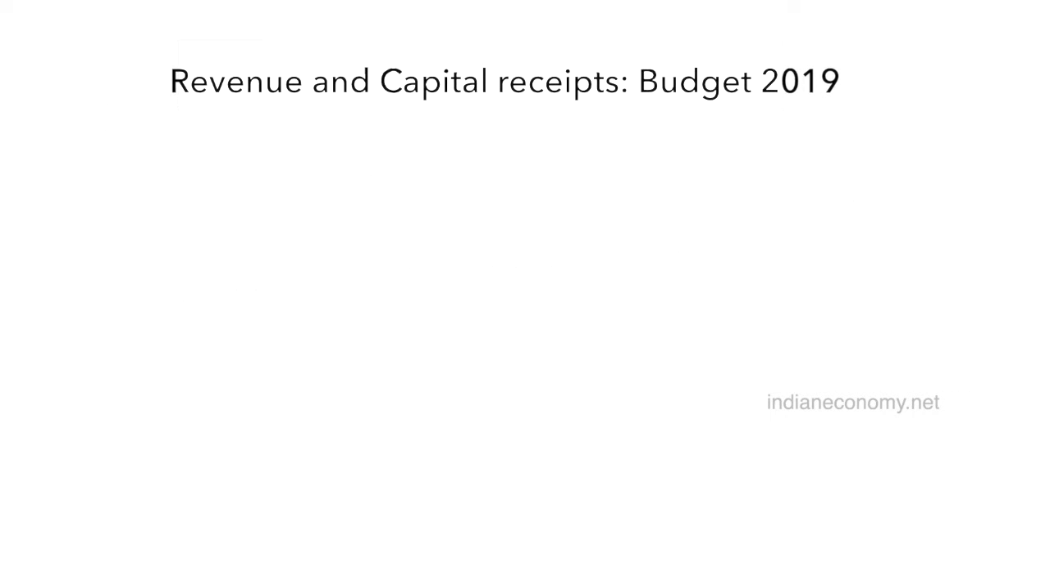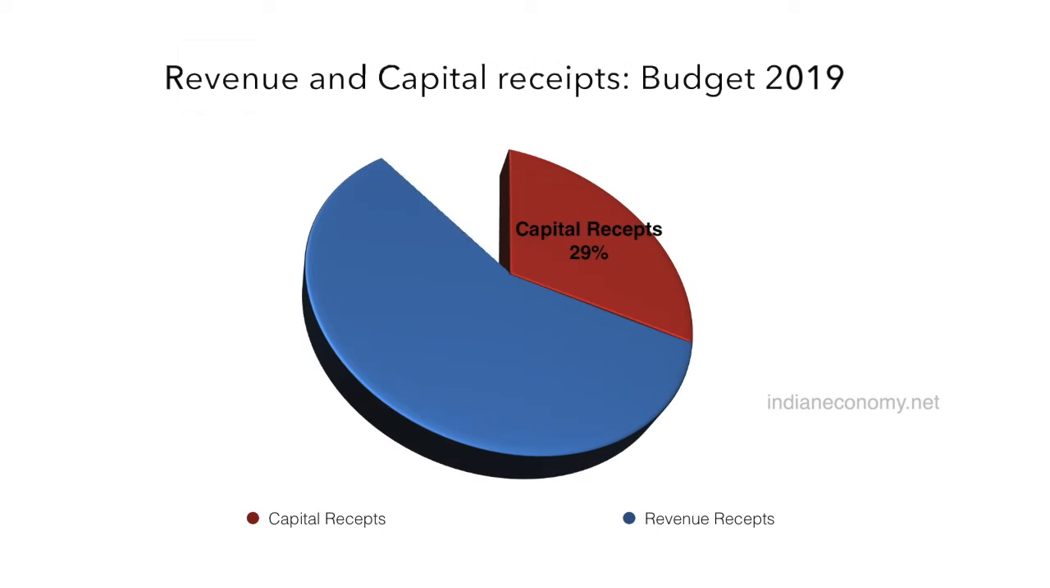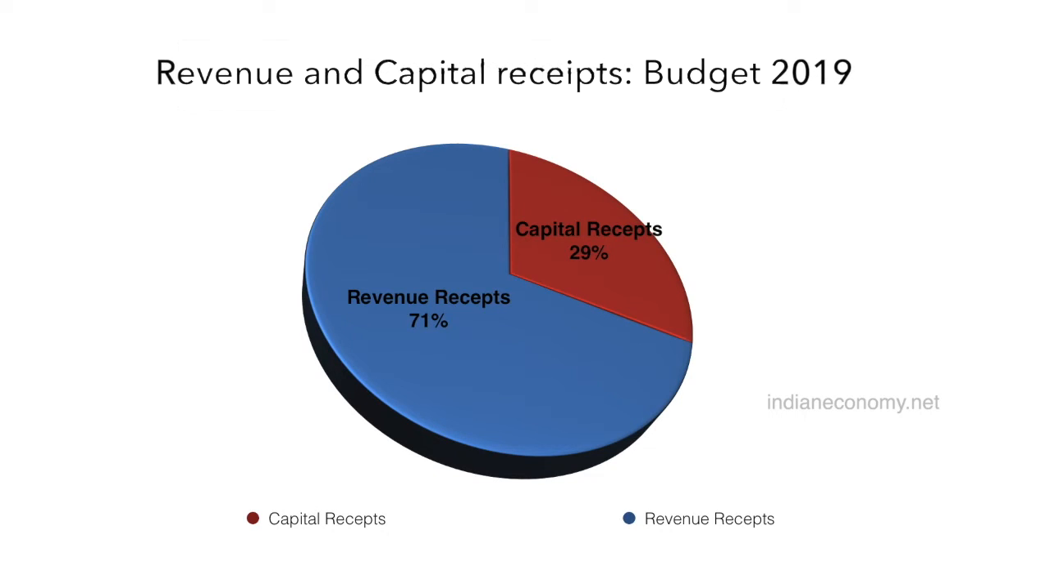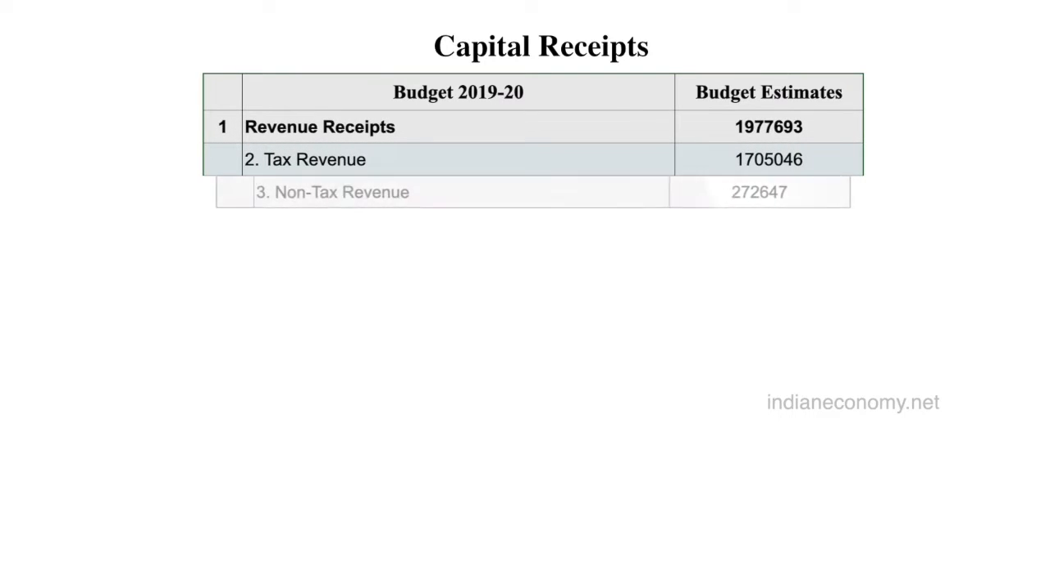And we are concluding about the revenue receipts, and we can easily see that revenue receipts significantly contribute to the central government's total receipts. The revenue receipts amount to 71% of the government's total receipts. The remaining 29% is contributed by capital receipts. That shows the importance of revenue receipts in the central government's budget.